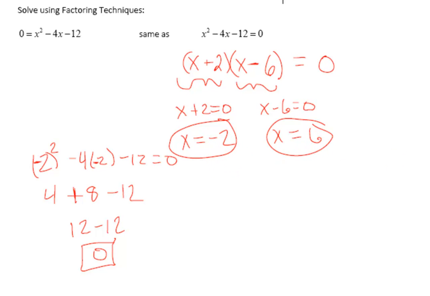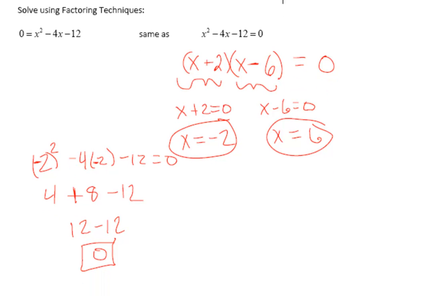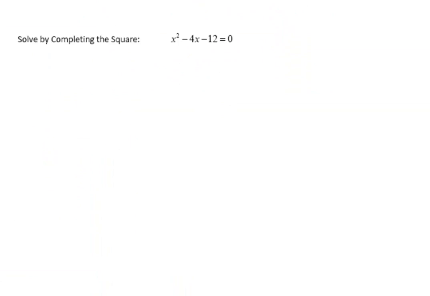Now I'll go back up to my parabola. Look at that. If this is the function and you set it equal to 0, my x value negative 2 produces 0, and my x value 6 produces 0. Those are the x-intercepts of this function. Alright? That's the factoring technique. Let's look at completing the square.